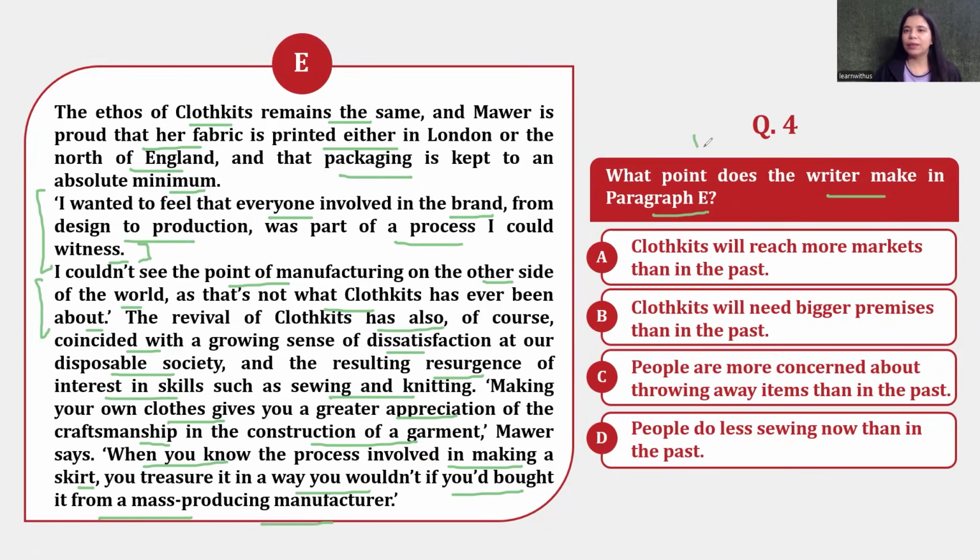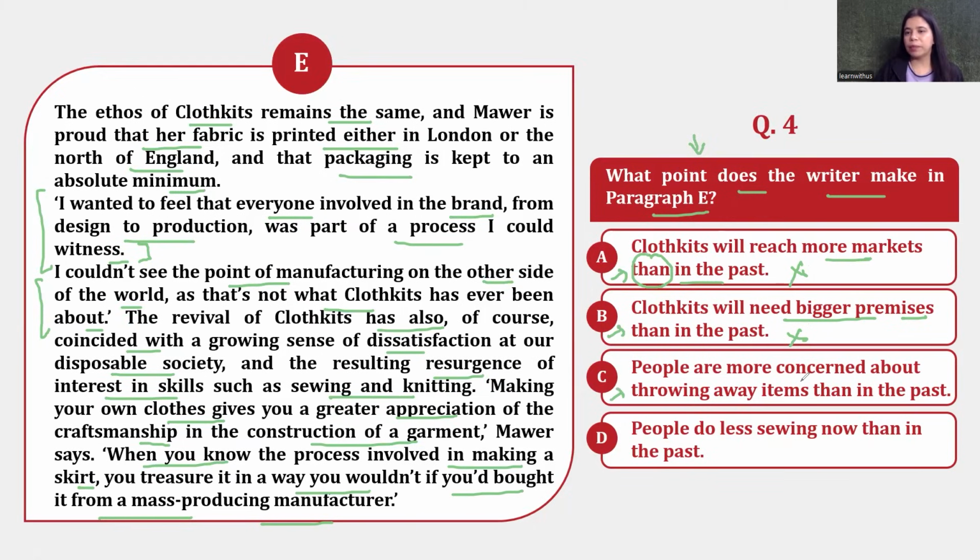Okay, coming back to the question, it says, what point does the writer make in paragraph E? Option A says, cloth kits will reach more markets than in the past. They're not saying any such thing. There's no comparison with the past. They're not saying that in future it will reach more markets. No. B option says cloth kits will need bigger premises, as in bigger warehouses than in the past. Nowhere are they saying any such thing.